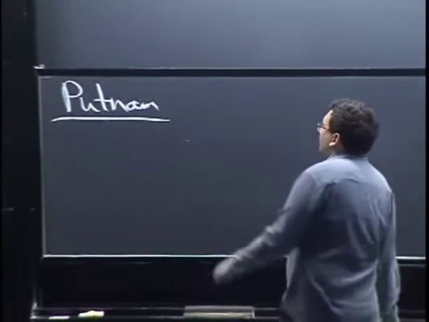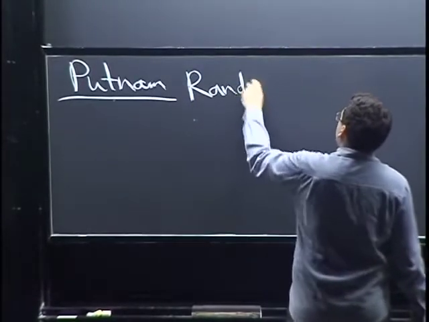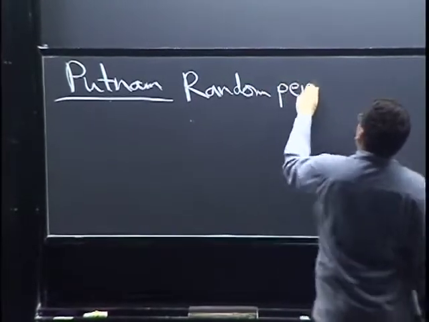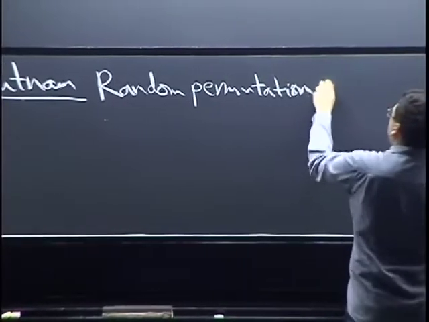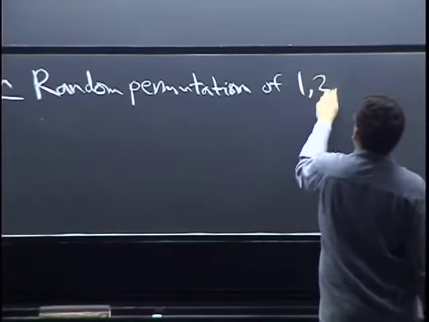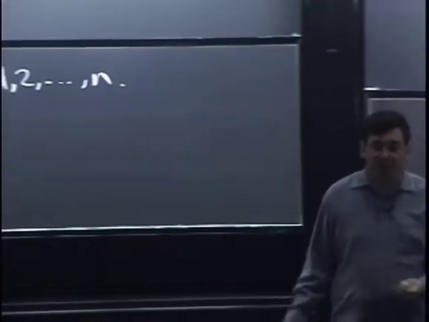The problem says you have a random permutation of the integers from 1 to n. In general, they don't have a lot of probability on the Putnam, but they do occasionally have probability, especially when it's actually counting.